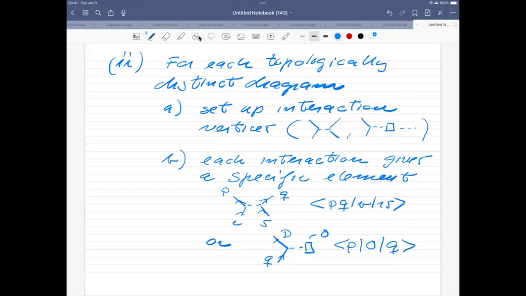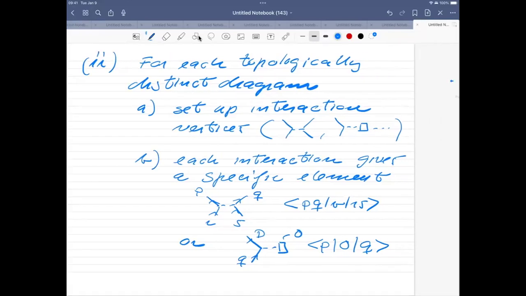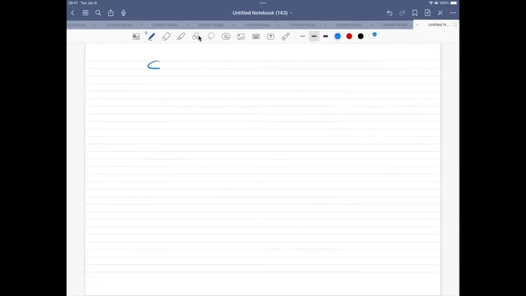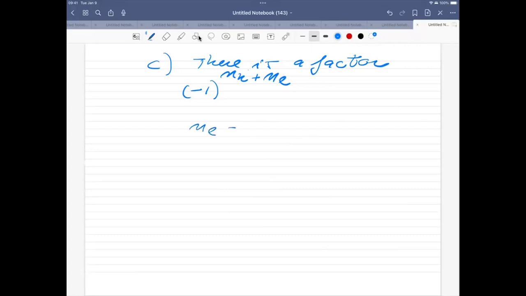Then, if we now look at each of these diagrams, there is the following which we have to pay attention to. And I'm coming back to the derivation of these factors. So there is a part C here. There is a factor which runs like (-1) to the power of the number of hole lines plus the number of loops. So NL is the number of closed loops.